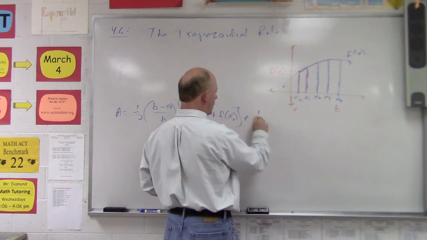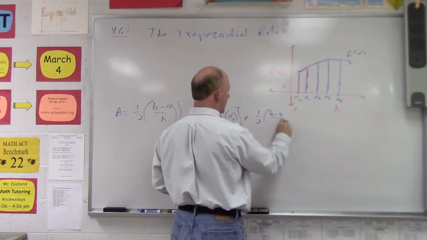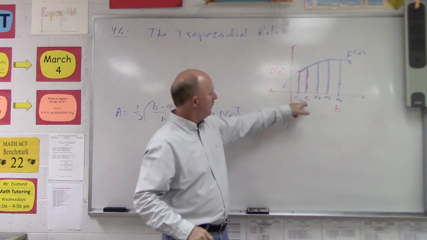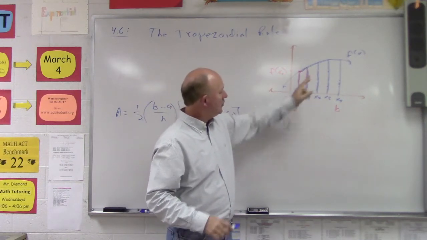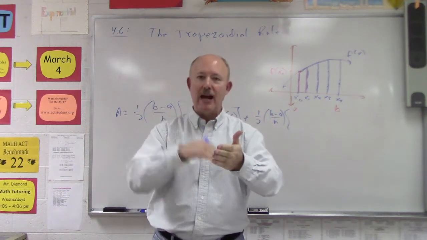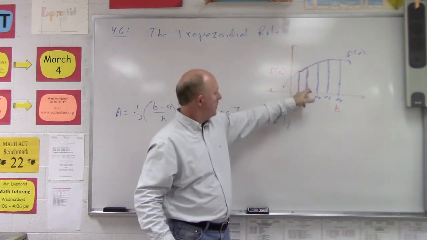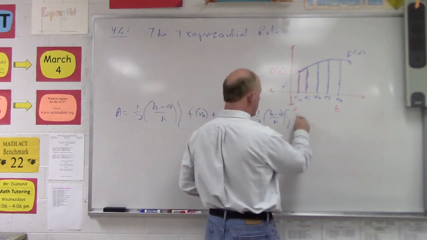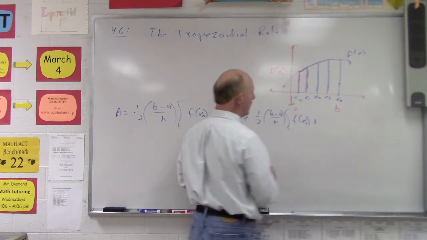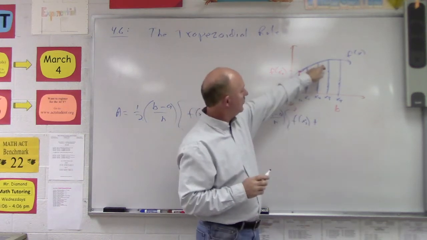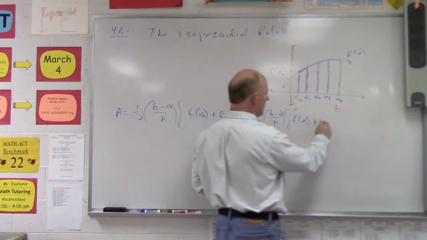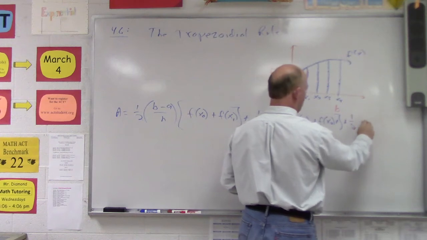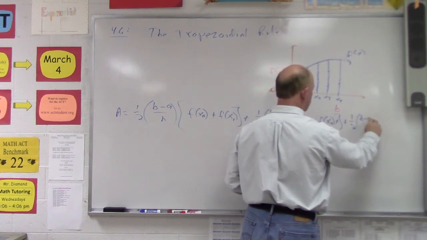Now the second trapezoid would be 1/2 times the height, which would be b minus a divided by n. Now notice that the second trapezoid and the first trapezoid share a side. So the base of this trapezoid is the function at x of 1, plus the base of the next trapezoid. The length of that base would be the function at x of 2. Plus 1/2 times the height again, which would be b minus a.